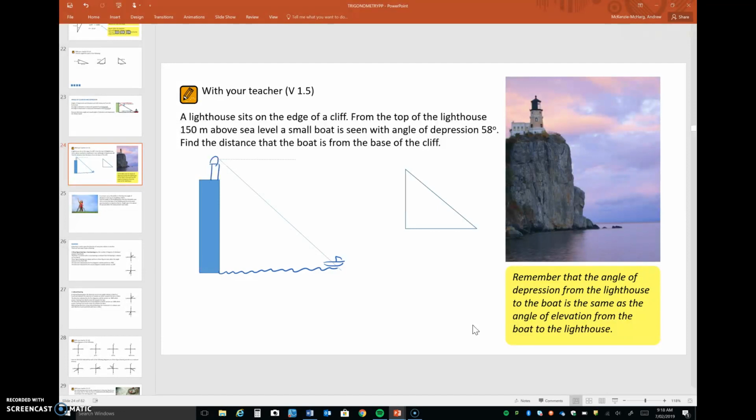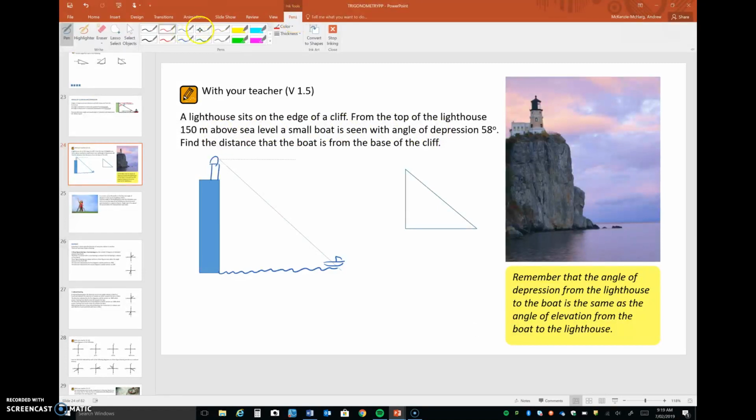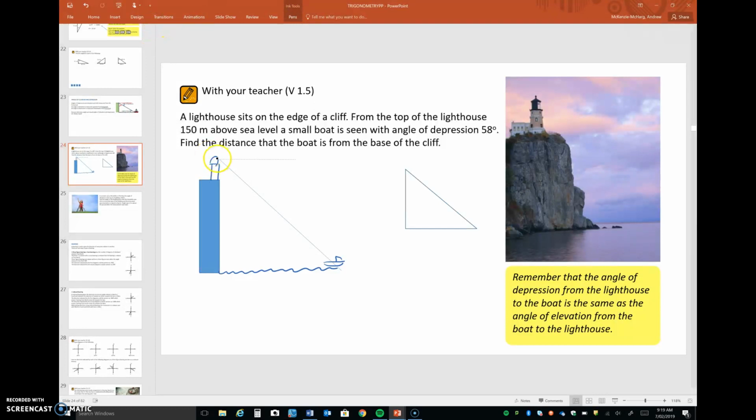I'm going to fill in some of this information into this diagram. So, from the top of a lighthouse, 150 meters above sea level. Okay, so that means that from here, at the top of the lighthouse, down to the ocean, we've got 150 meters along that side. So that's the lighthouse sitting on the edge of a cliff, this blue cliff I've got here. We all know cliffs are blue, of course.